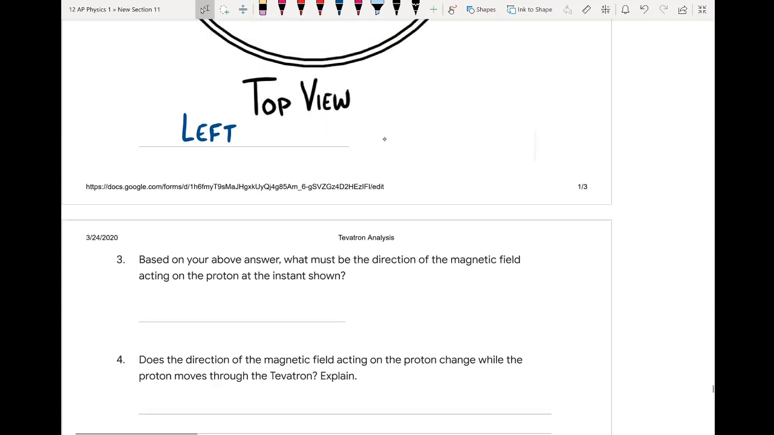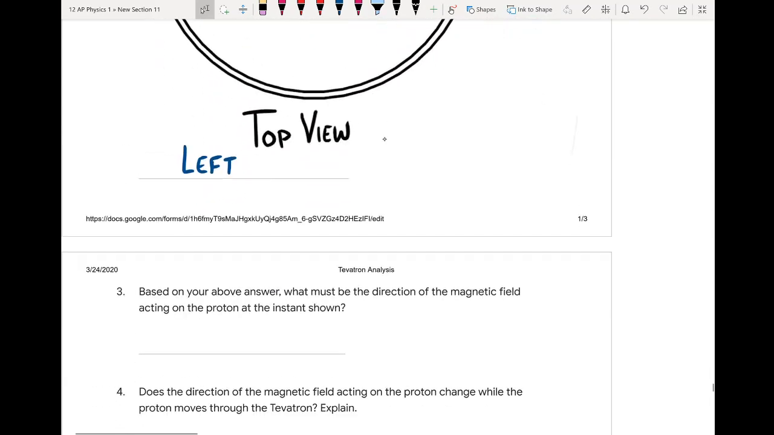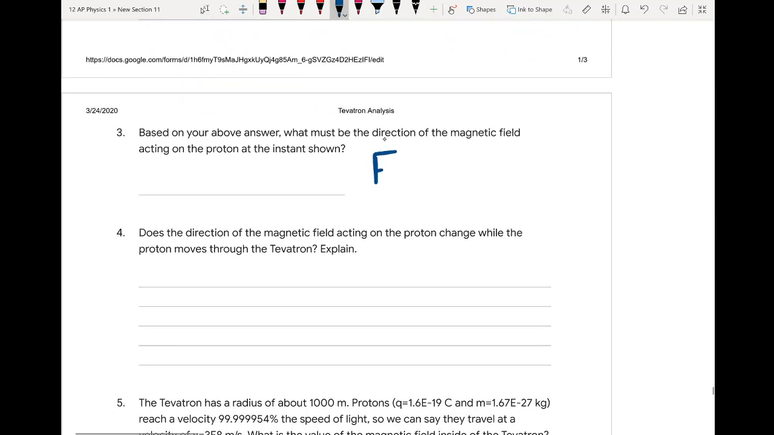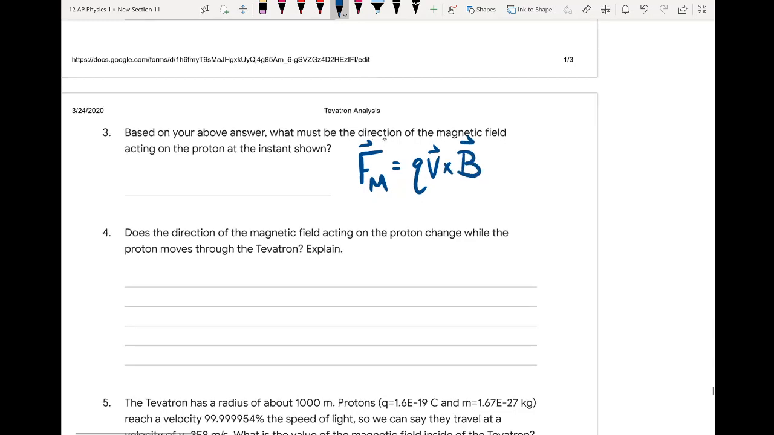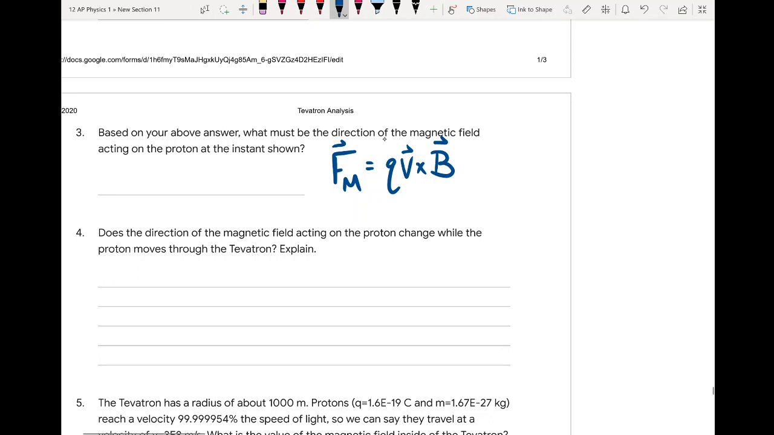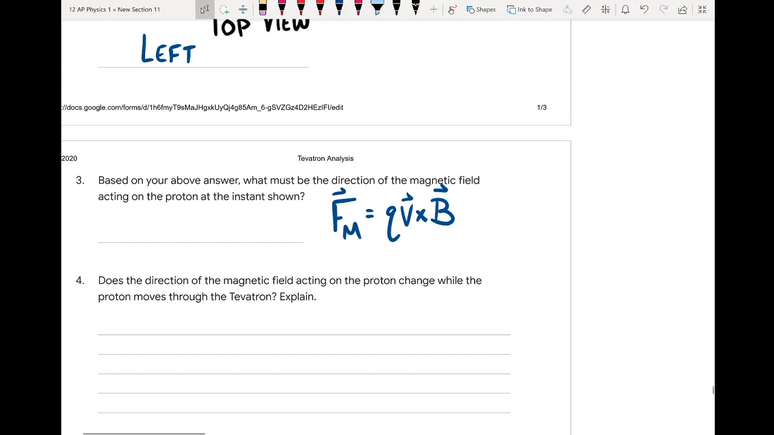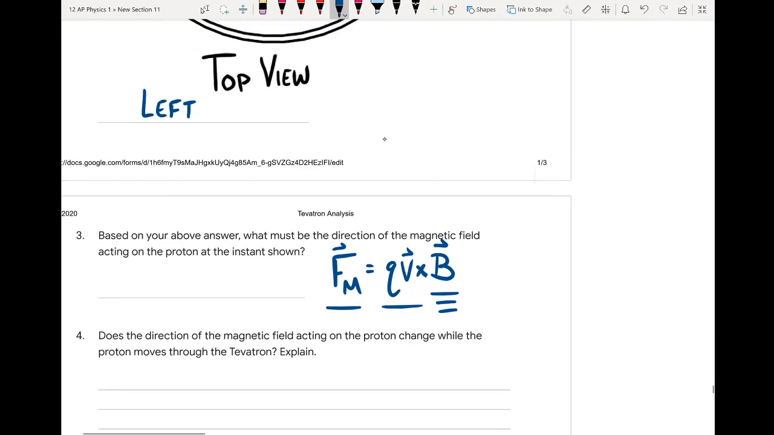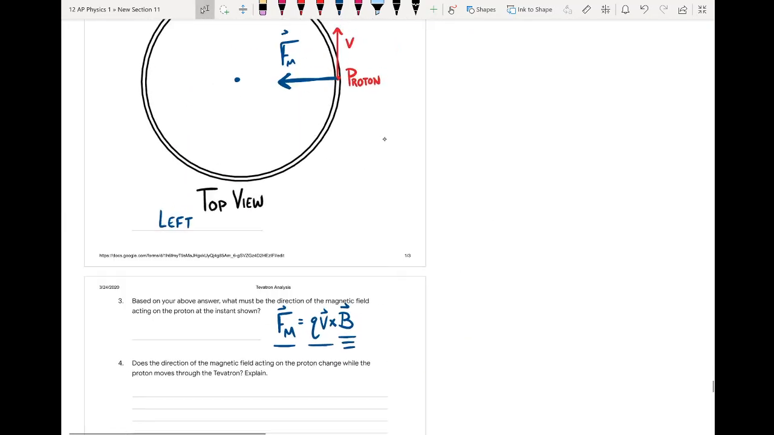Then for this next one, we're asking what must be the direction of the magnetic field acting on the proton at the instant shown. We have the equation that says our magnetic force is equal to Q times V cross the magnetic field. It's a cross product, which means we can use our first right-hand rule to determine the direction of everything. We know the direction of the magnetic force, and we know the direction the particle is moving, its velocity, which means we can figure out the direction of the magnetic field.